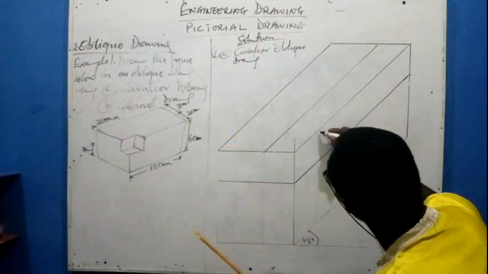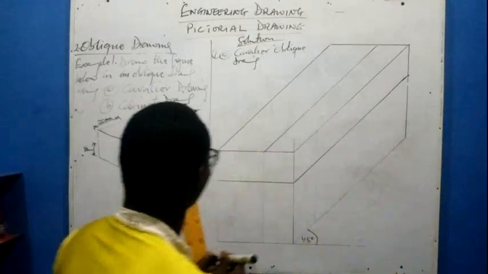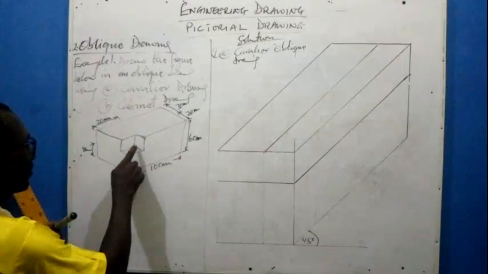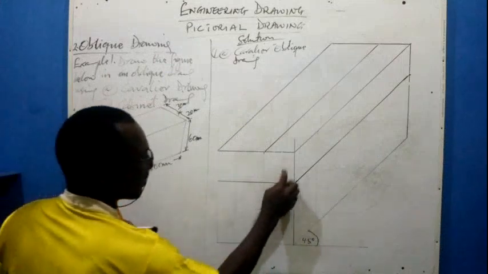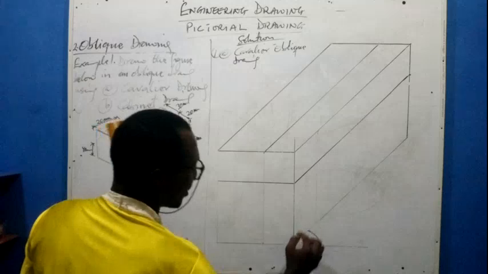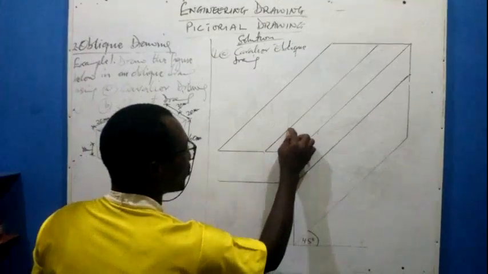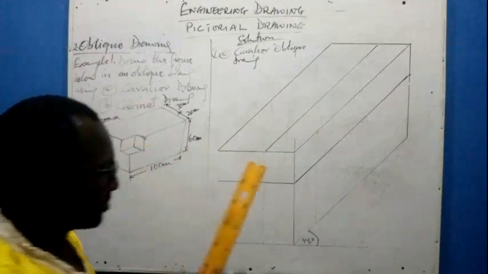Now this is where the other section ends. And we said this is parallel to here, parallel here, here, here. What is the distance from here to here? The distance from here to here was 20. So I'll measure 20 here, then I'll join it.